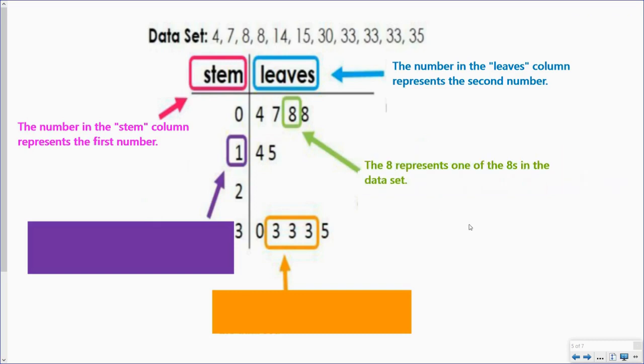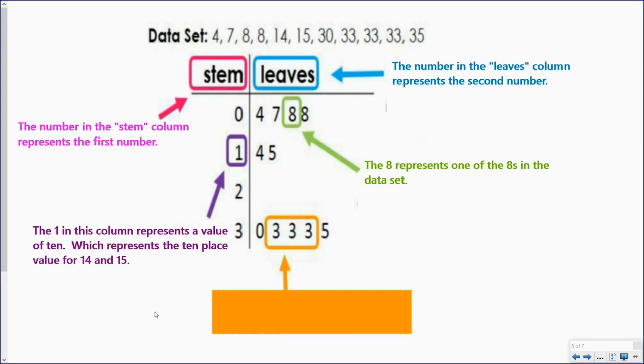The 8 represents one of the 8s in the data set. The 1 in this column represents a value of 10, which represents the tens place for the value of 14 and 15. So if I have 10 here and 4 ones there, that's 14. 1 ten here, 5 ones there, that's my 15. Up here I have 0 tens and an 8, so that means I have 8 ones.